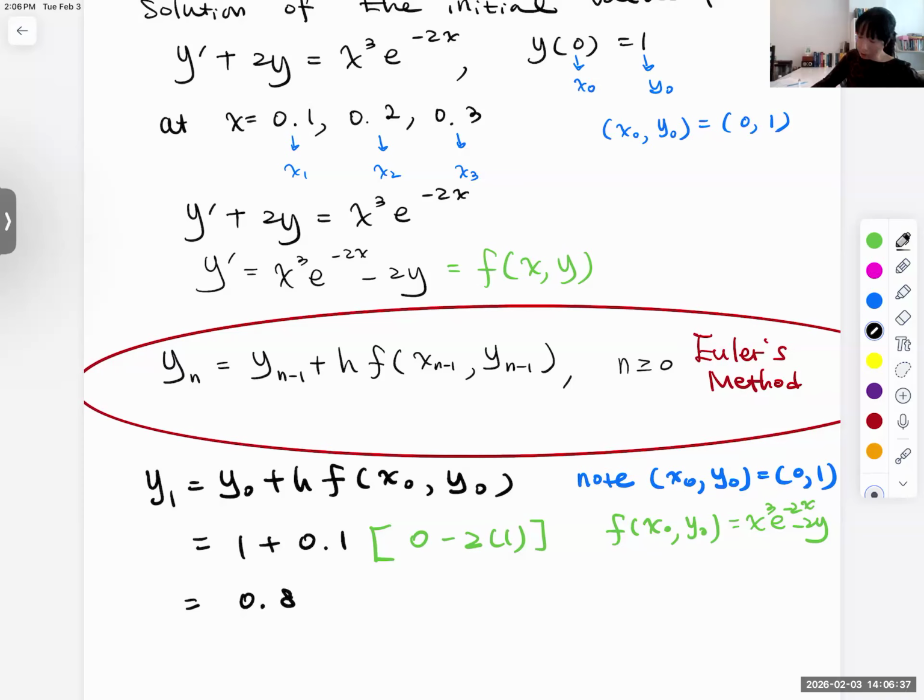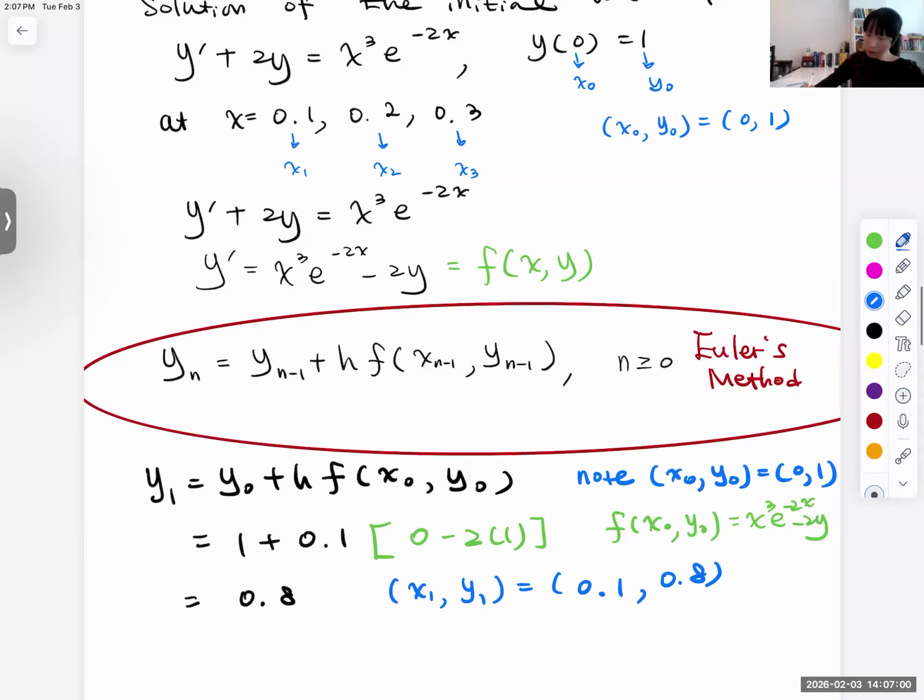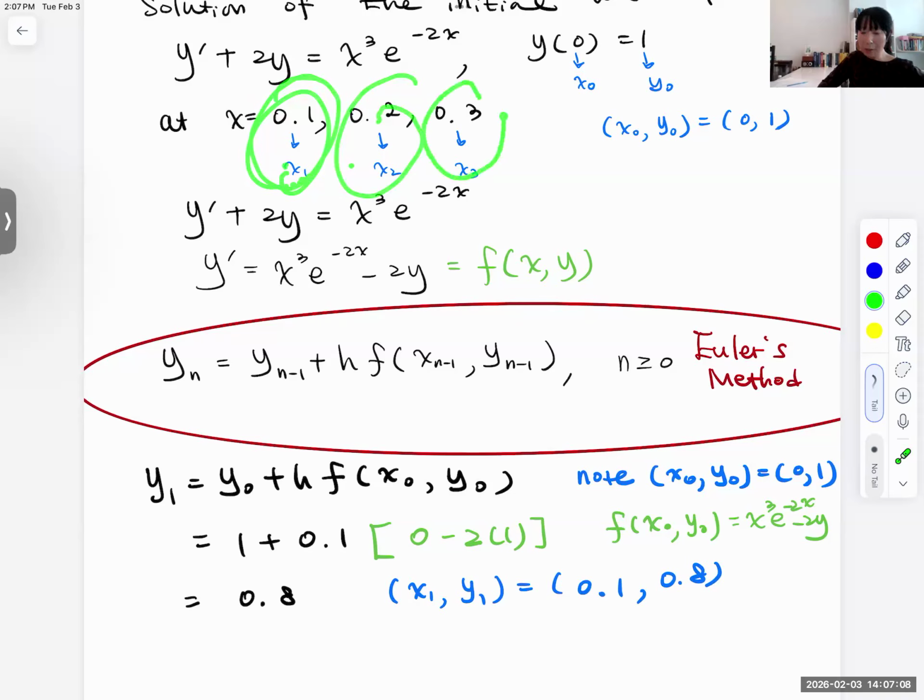Okay, that will be x sub 1, y sub 1, which is equal to 0.1 and y sub 1, which is 0.8. Because x sub 1 is given here: x sub 1 is 0.1, x sub 2 is 0.2, x sub 3 is 0.3. Clear? Okay. All right.